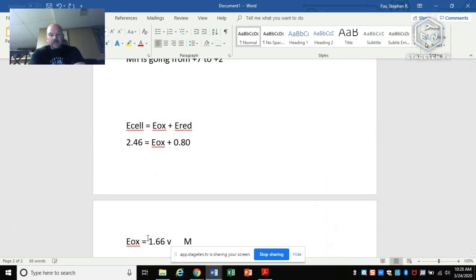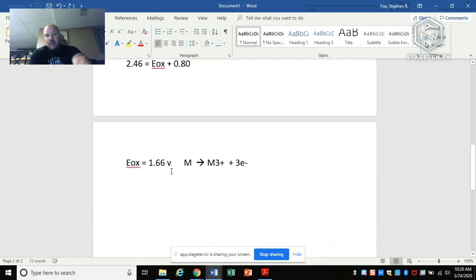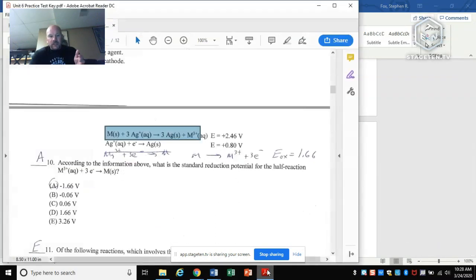That's for the reaction M yields M3+ plus 3 electrons. That's the voltage for that reaction, but we don't want the voltage for the oxidation reaction. We want the voltage for the reduction reaction. So what do we have to do? We have to reverse the reaction, and so we flip the sign. So it comes out to be negative 1.66. Okay? So that's kind of the tough one.